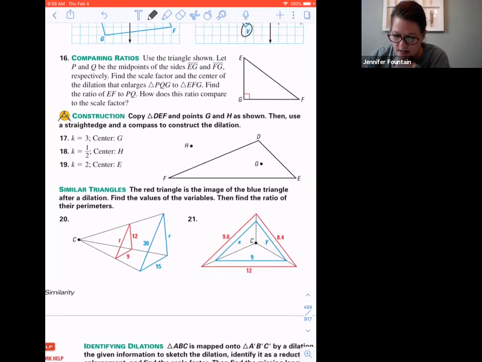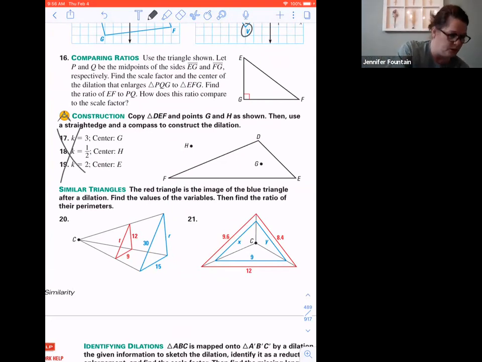17 and 19. It says copy DEF and points G and H as shown, then use a straight edge and a compass to construct. Oh, I meant to delete those. Delete 17 and 19. You don't have to do that. 21. Let me make a note to myself too. 9 through 31 odds, skipping 17 and 19.